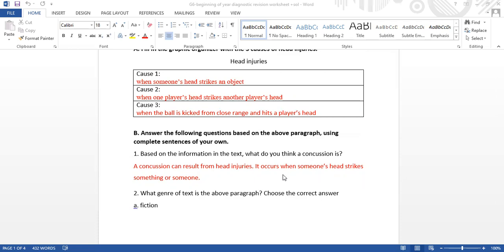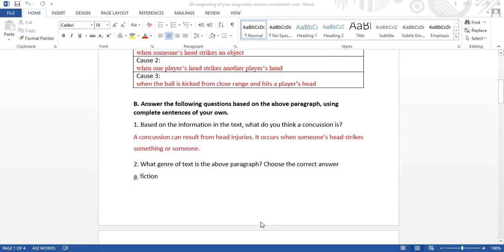A concussion can result from head injuries. So also the head injuries are the result of the 3 causes that we mentioned above when someone's head strikes something or someone. So a concussion can result from head injuries. It occurs when someone's head strikes something or someone.